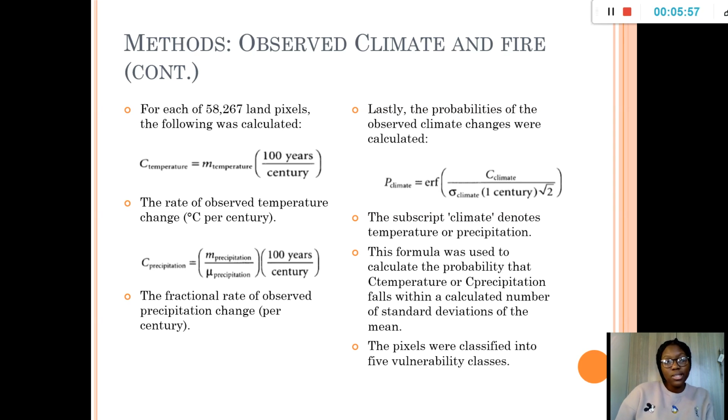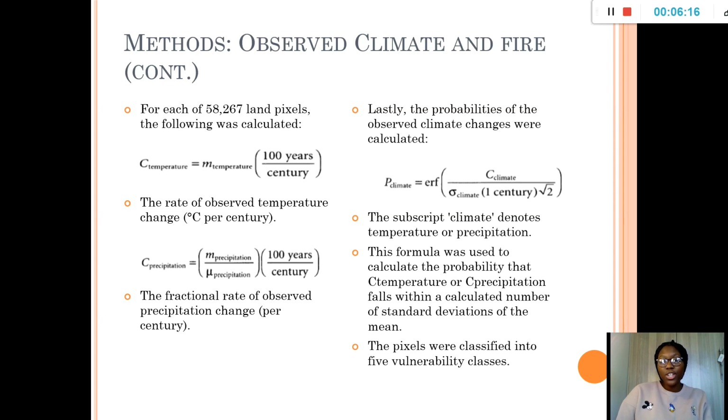For each of 58,267 land pixels, the following was calculated. So the rate of observed temperature change expressed in degrees Celsius per century, followed by the fractional rate of observed precipitation change per century, and lastly, the probabilities of the observed climate changes were calculated.